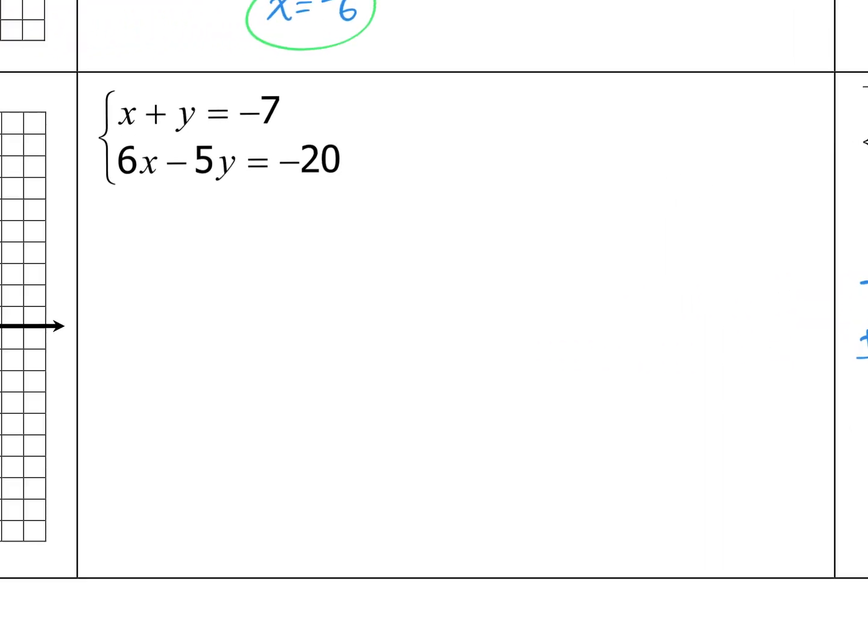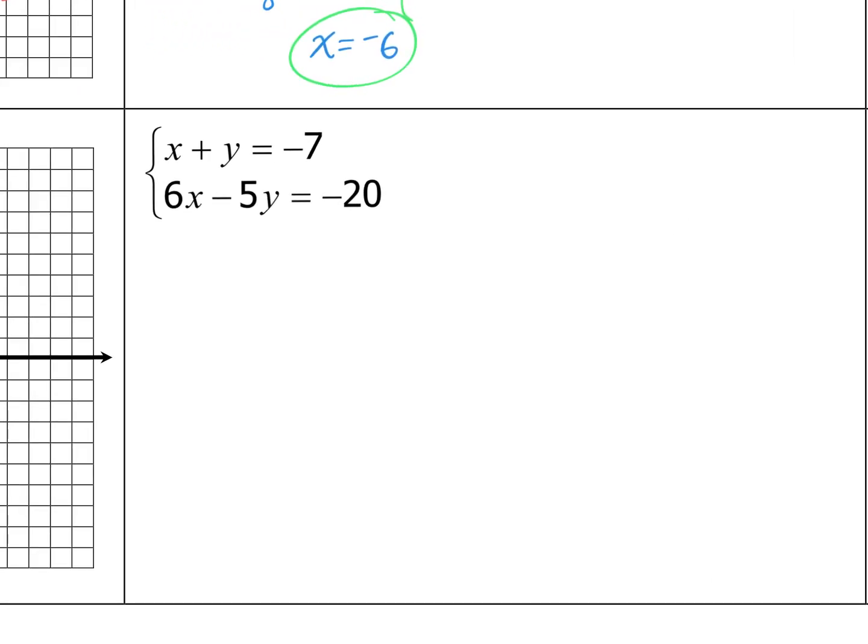All right, so let's look at substitution. This is not a bad choice for substitution because we have an x and a y that have coefficients of 1, so we could get either one of them by itself. Do you have a preference? Which one did you get by itself? Did you get it y equals? Okay, so I'm going to subtract x from both sides. Then I have y equals -x minus 7. What did you do?